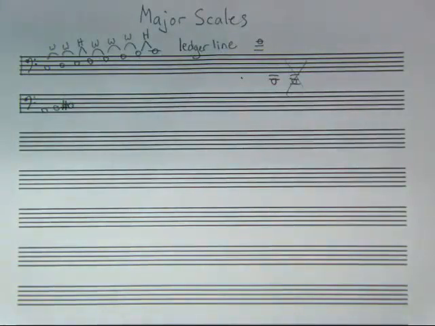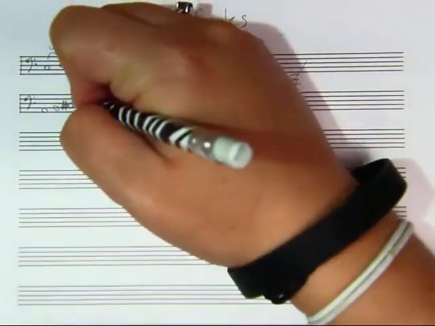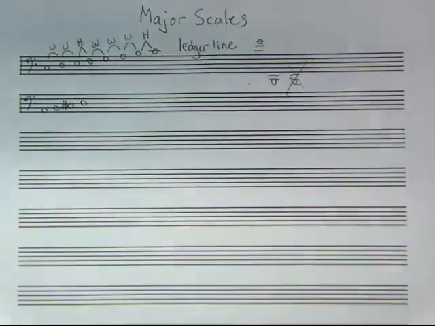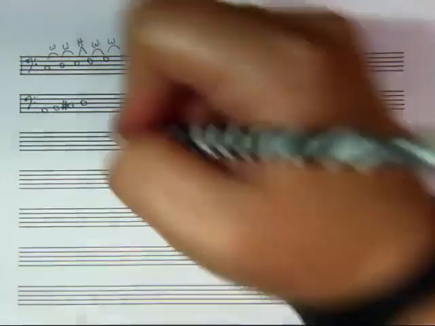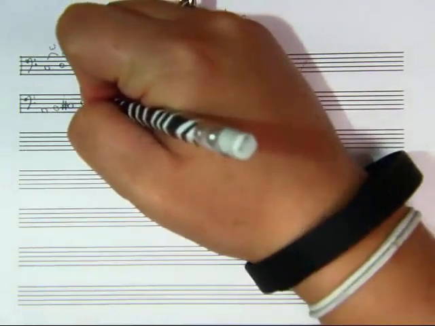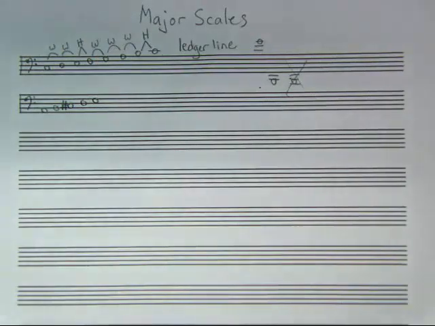Now is where my half step falls into place. So I need to go up a half step from C sharp. I'll get a D. And then I go up a whole step. I get E. Another whole step is F sharp.